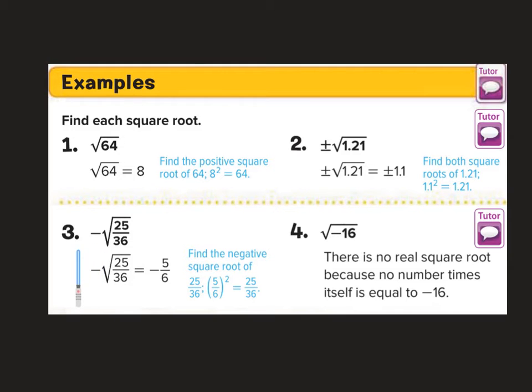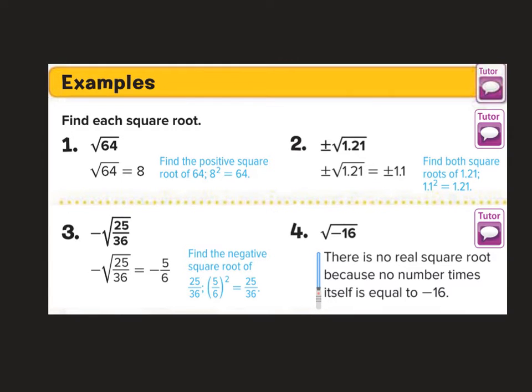Number 3, I'm being asked to find the negative square root of 25 over 36. And when I'm dealing with fractions, I just take the square root of each value independently. So the square root of the numerator 25 is 5. The square root of the denominator 36 is 6. And I need to make that a negative 5 over 6 because I'm being asked to find the negative square root of 25 over 36. So my answer is negative 5 over 6.